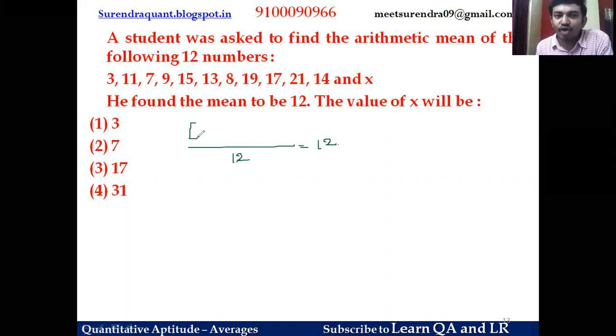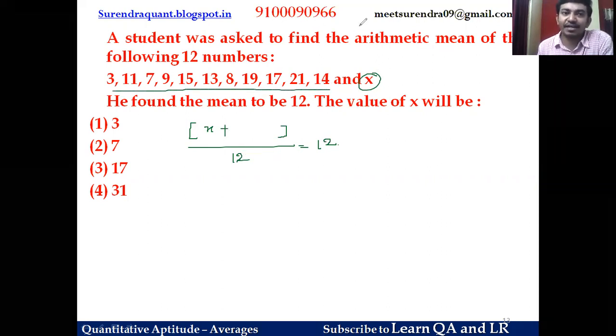In the numerator, you have to consider the sum of numbers. One of the numbers is x, right? x plus, what is the sum of all these numbers? That is the value you have to find out, right? So here 11 plus 9, 20. Let us make it piece by piece. 19 plus 21, 40. 7 plus 3, 10.